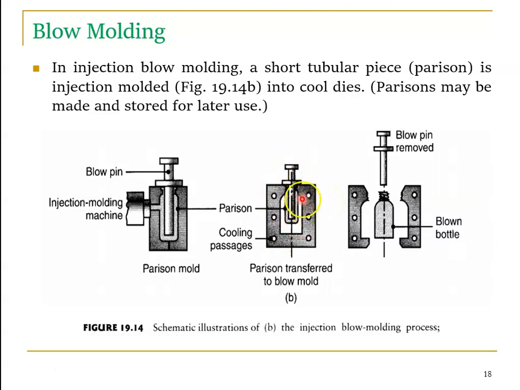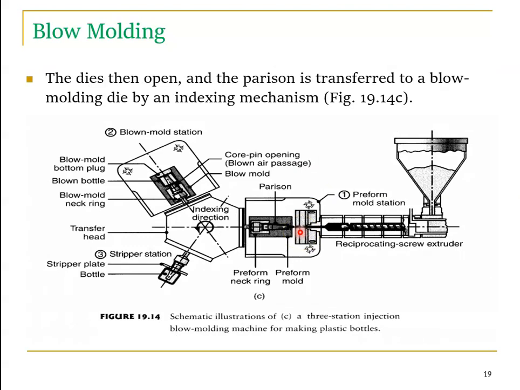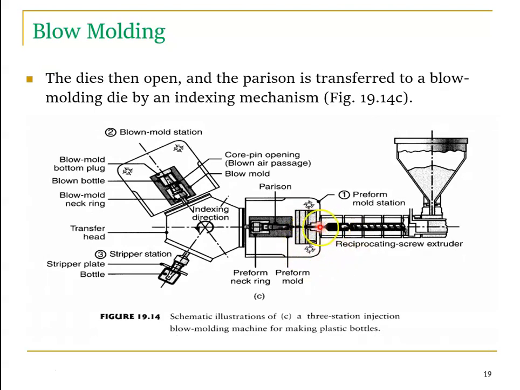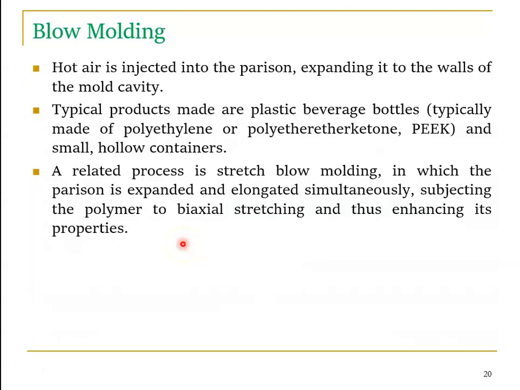So here we use parisons. This is a single type. For multiple or mass production, we go with indexing mechanisms, so we perform the stages simultaneously. This is stage 1, the injection side. The parison is injected and transferred to the second station with the blow pin, where air is blown. The third stage is a stripper: the die opens and the finished product is removed from the die. So we have 3 stations. The die is opened and the parison is transferred to the blow molding die by an indexing mechanism. Hot air is injected into the parison, expanding it to the walls of the mold cavity.